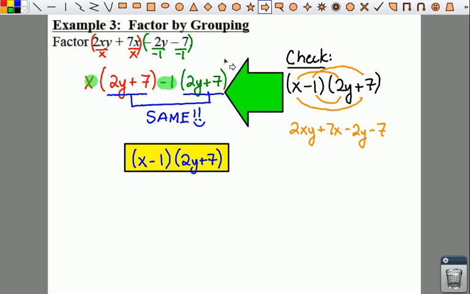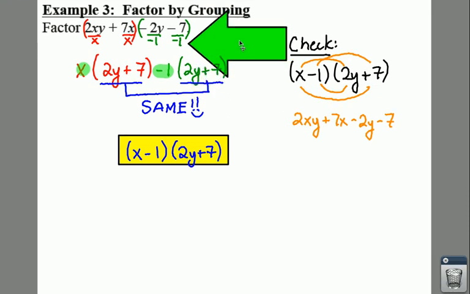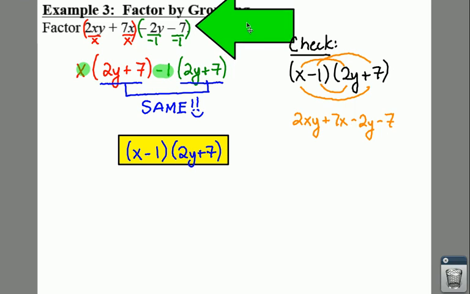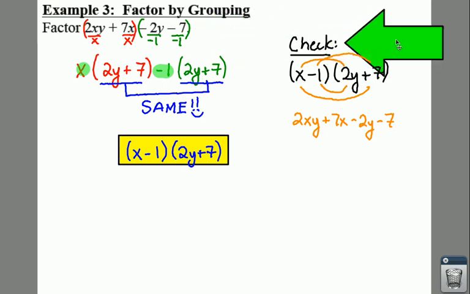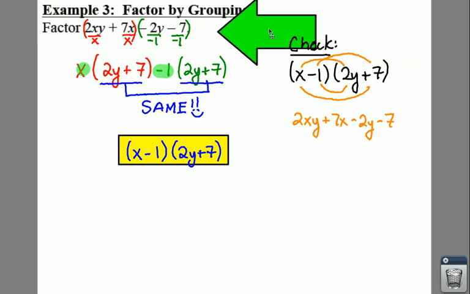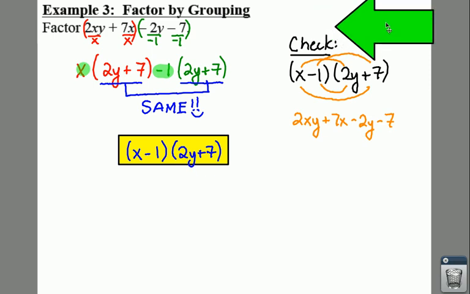What do you notice? It's the same thing as up here, right there. Same thing. See that? So you can always check your work if you're not real positive, but you should be getting the same thing. That concludes example 3.